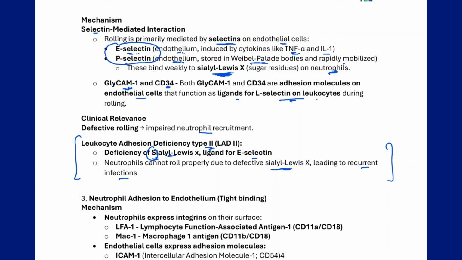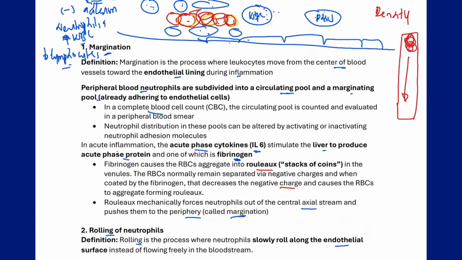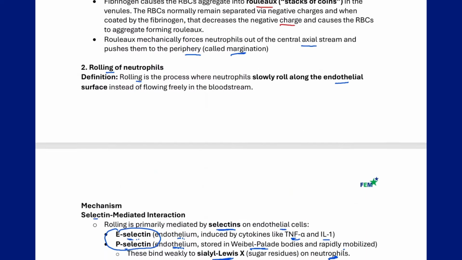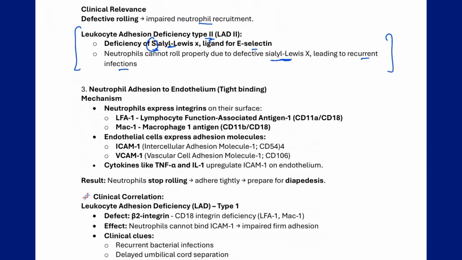So now let's say there's no problem. Let's say rolling was able to occur, so our white blood cell is able to roll to the wall of the blood vessel. After rolling, what's going to be the next step? Now that they are at the periphery, the next step is going to be tight binding. They have to bind to the wall. So the next step is tight binding, neutrophil adhesion to the endothelium.